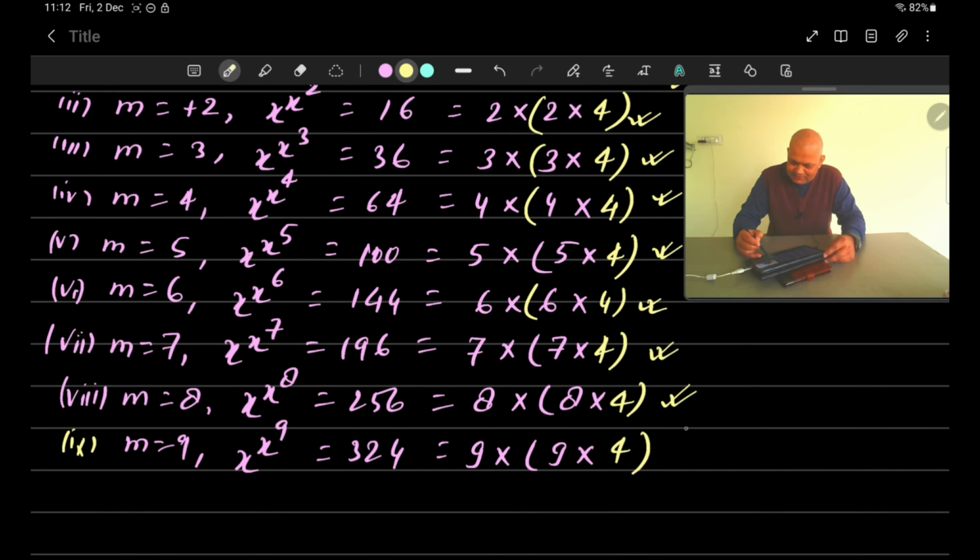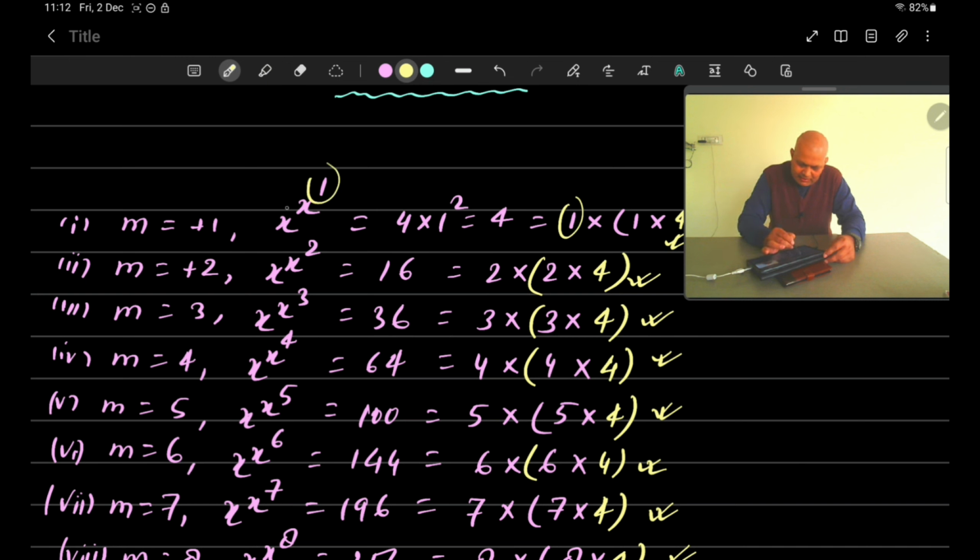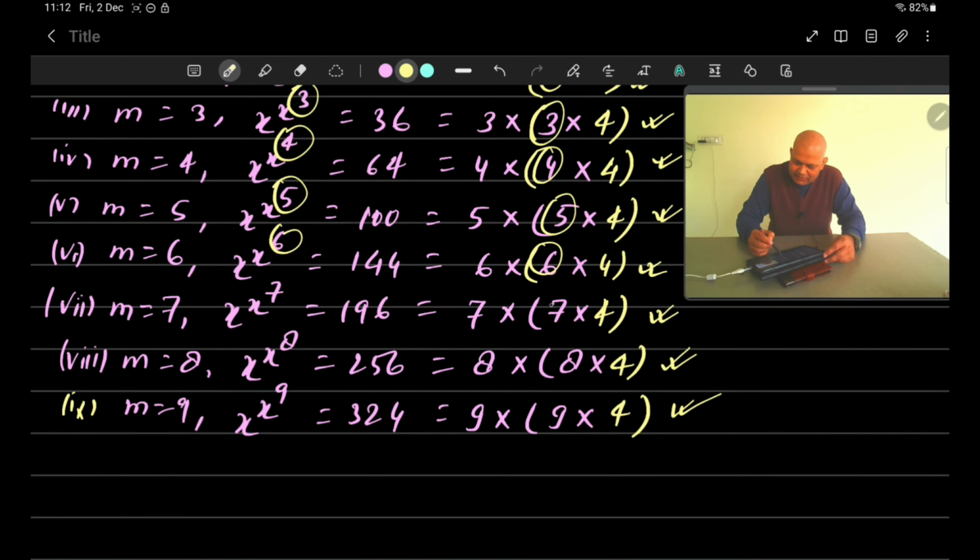And what about the other number? This 1 is nothing but the exponent here. This 2 is nothing but the exponent here. This 3 is nothing but the exponent. This 4 is the exponent. This 5 is the exponent. This 6 is the exponent. This 7 is the exponent. The 8 is the exponent. This 9 is the exponent.